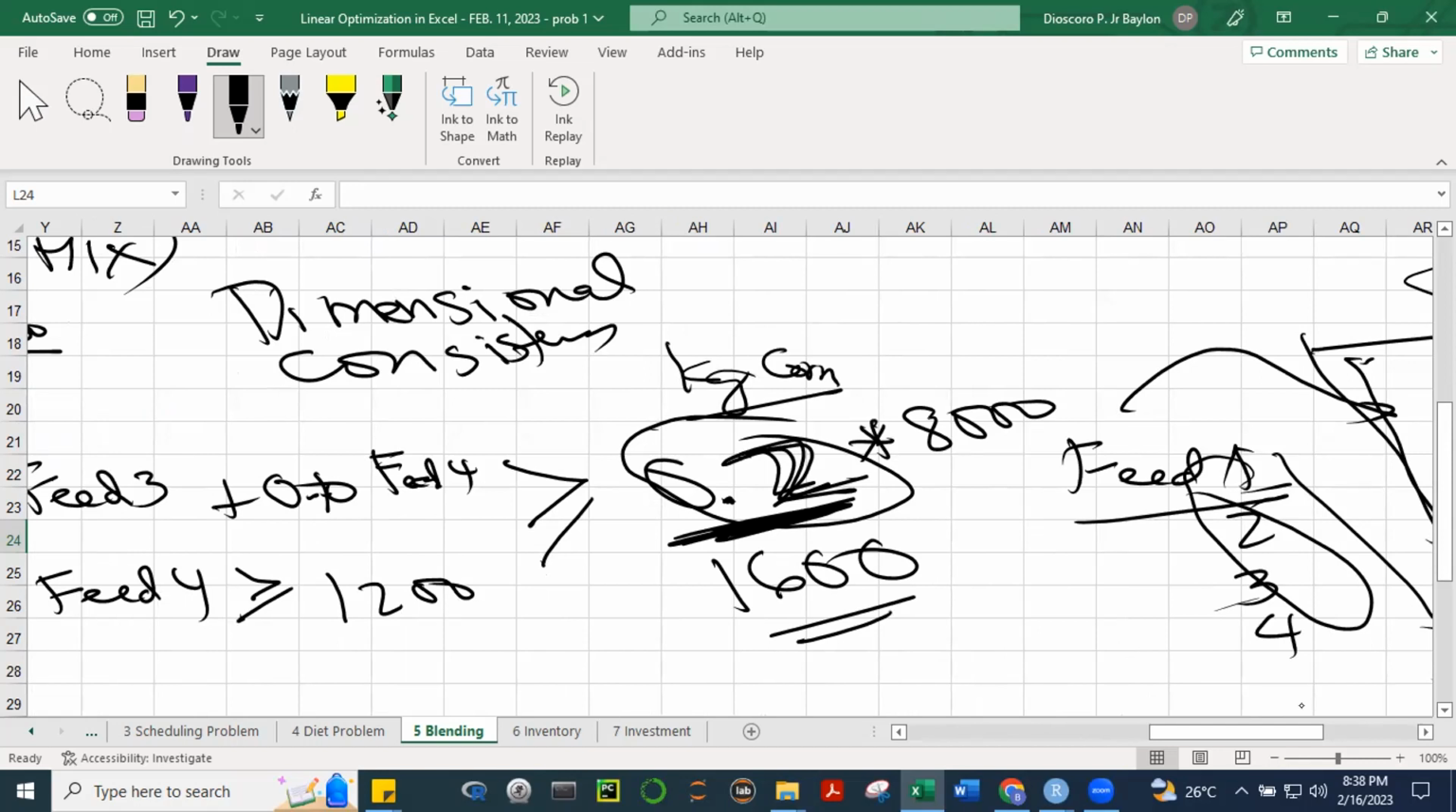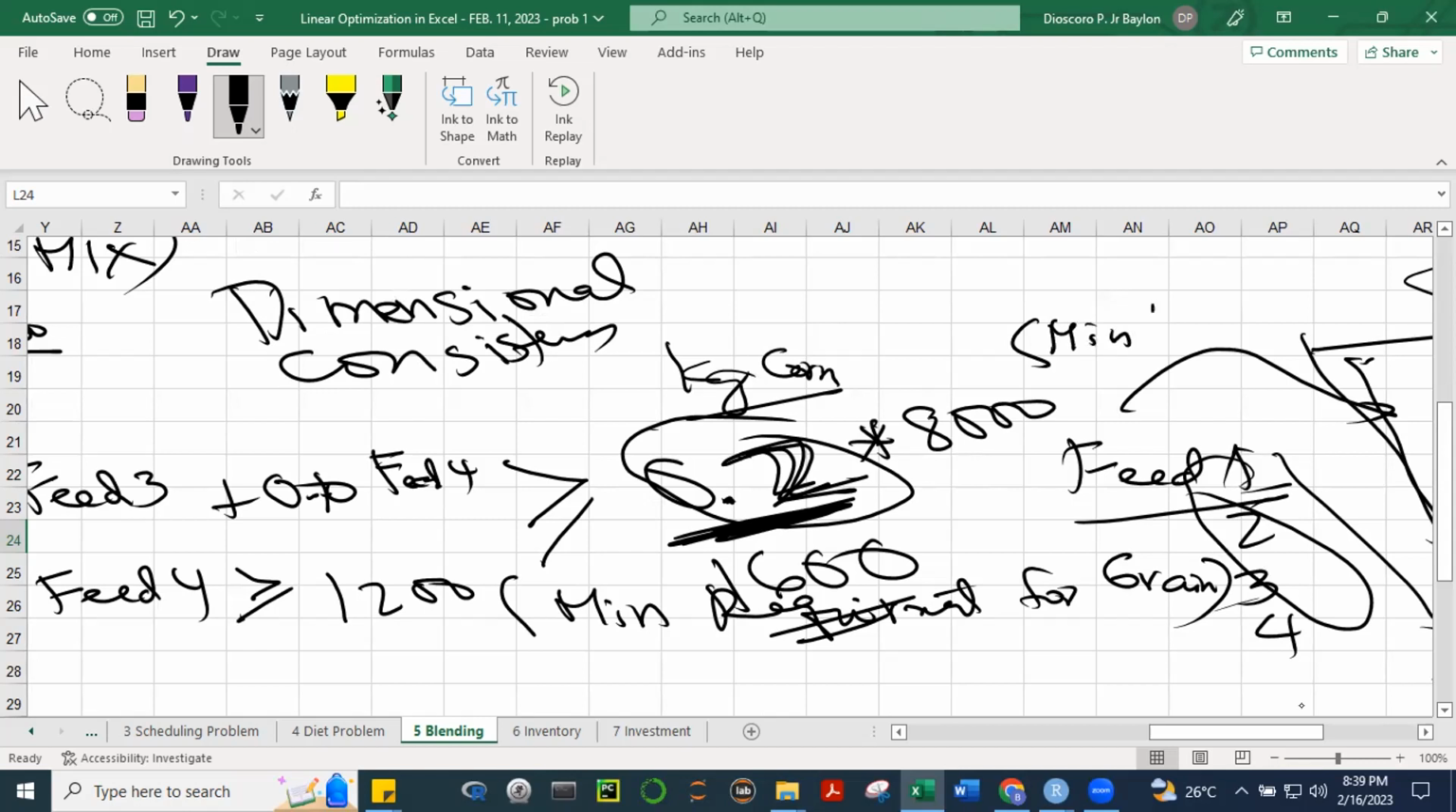So that's 15% of 8,000. So this is the minimum requirement. Let me put here. Minimum requirement for grain, right? Sorry for the handwriting, class. My digital pen is not that good. It used to be good. Now, maybe it's depreciated. So minimum requirement for corn.